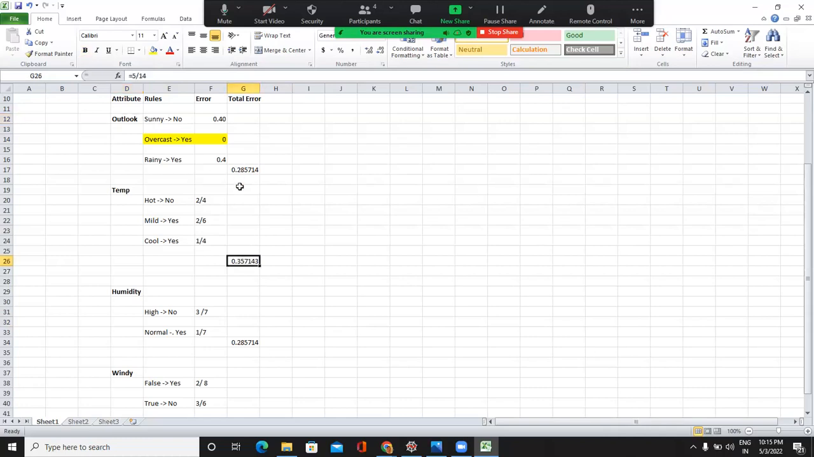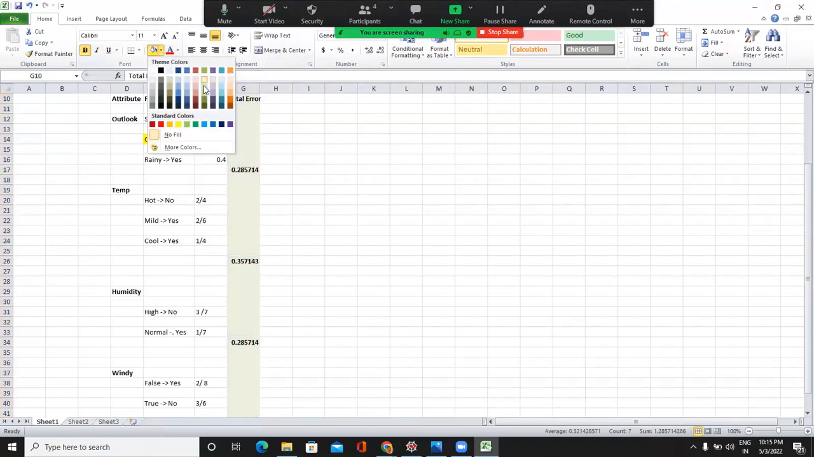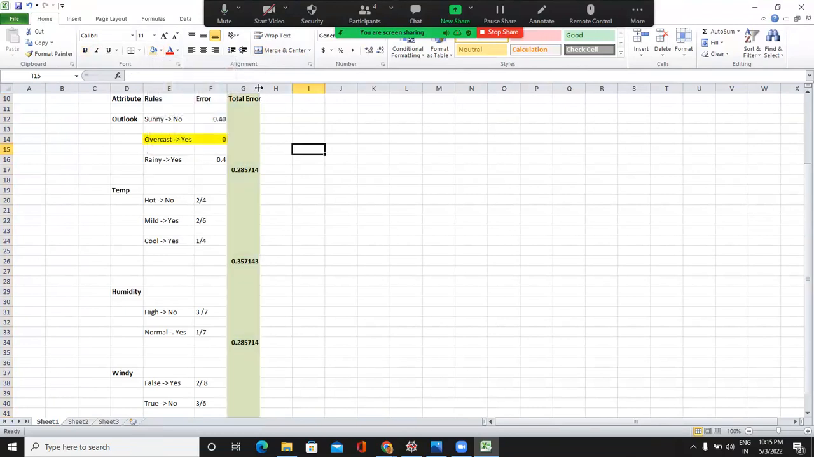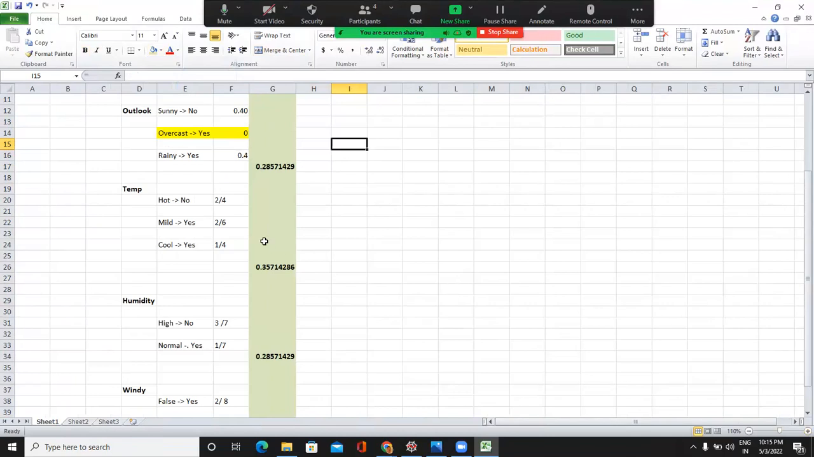So why can't we choose temperature and then windy? Temperature's error is more. We have to choose where there is the least error. We have to see in this column wherever there is the least error, and we have to choose that. So in outlook and humidity, there was a tie. Both had 0.28 error, but there is a pure element here where there is no error. So we will go with outlook.